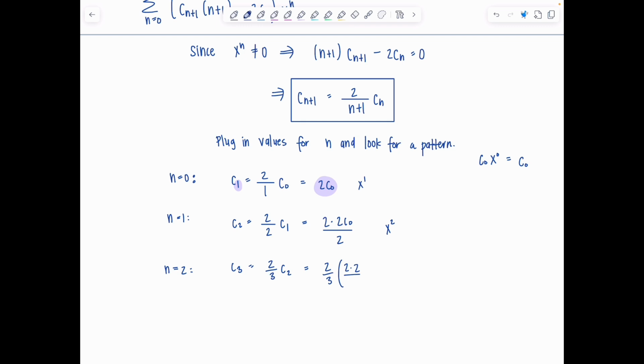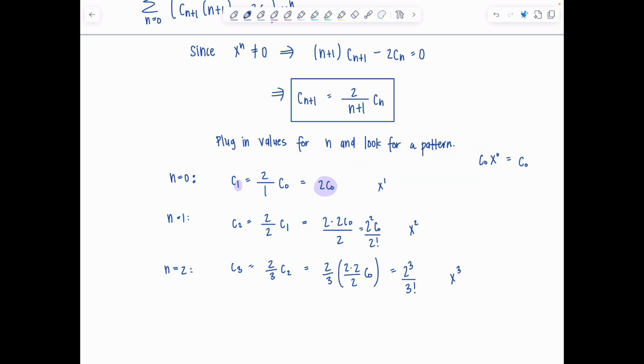Yeah, I'm writing it that way. C naught. So this is 2 cubed over 3 times 2, which is 3 factorial, is it not? And this is the coefficient on x cubed. Ooh, couldn't I have written this as 2 squared c naught over 2 factorial? Yes. Let me scoot this over though. That's just a side note.